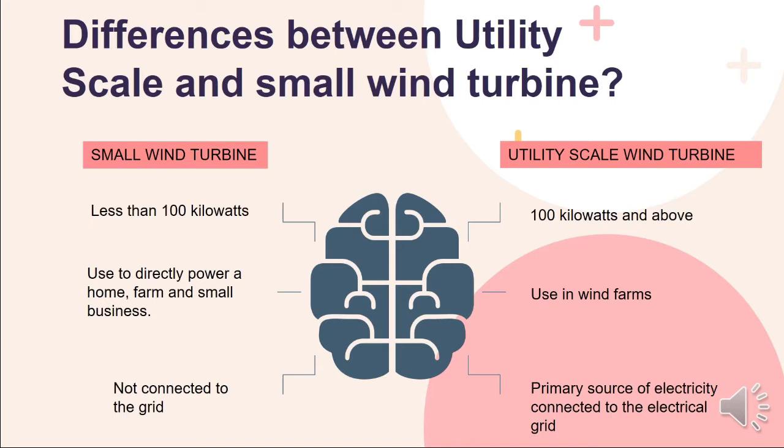Small wind turbines are usually lower than 100 kilowatts, and they are most used to directly power a home, farm, or small business, and are typically used in remote, off-grid locations, where it is not connected to the utility grid.